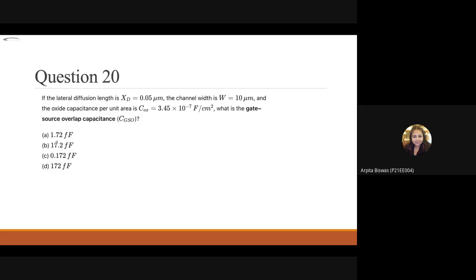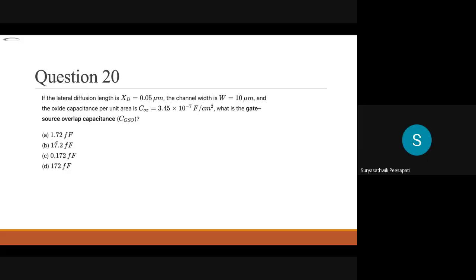So next, move toward question number 20. If the lateral diffusion length XD equal to 0.5 micrometer and channel width is 10 micrometer and the oxide capacitance per unit area Cox is given, what is the gate source overlap capacitance? CGS0 equal to, you have to find out. Cox is given, W is also given, and XD is also given. So what is the formula and how to calculate it?